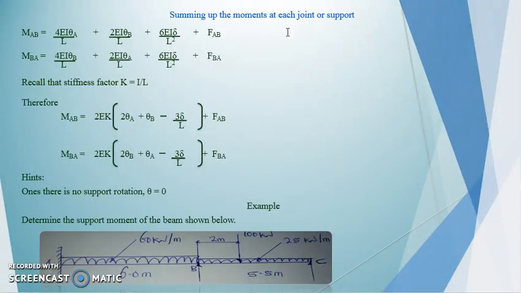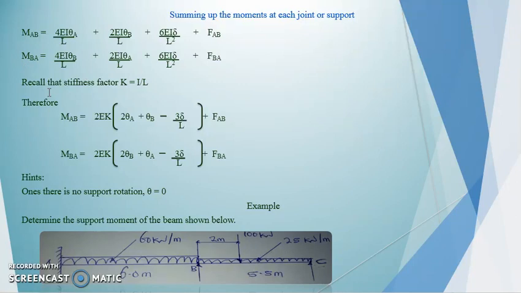Now, when you sum up the moment at each joint on the support, for the assumed rotations on the beam, you have the moment occurring at A, span A to B, as 4EI theta A over L plus 2EI theta B over L plus 6EI phi all over L squared plus F sub AB. In the same manner, you have the moment occurring at B here.